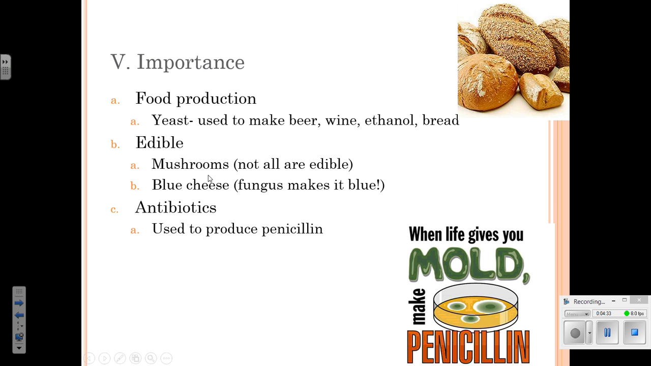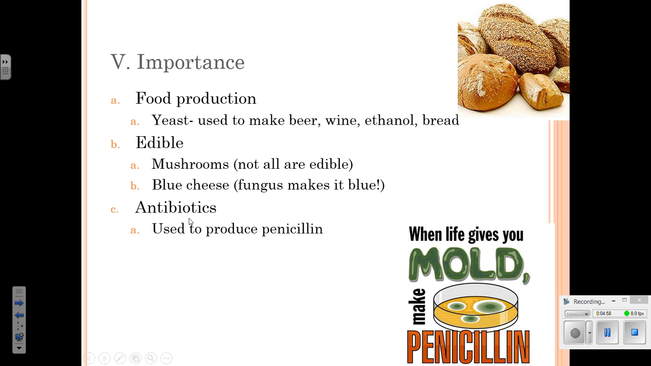Edible fungi that we like to eat are mushrooms, although not all are edible. Some are kind of poisonous, but there are some very delicious edible ones out there as well. And then blue cheese is a fungus as well. So the blue part is the fungus part, and it takes on kind of a distinct taste as well. But some people really love blue cheese dressing and blue cheese crumbles, and they just put that on everything.